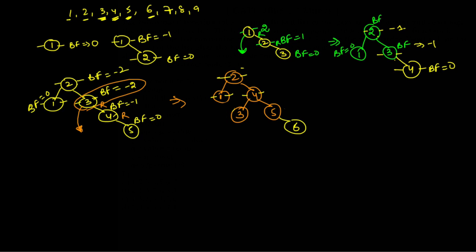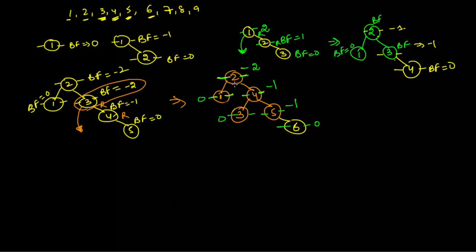Now for this 6, what is the balance factor? The balance factor is 0. For this 3, the balance factor is 0. And for this 1 also the balance factor is 0. For this 5, the balance factor is -1. For this 4, the balance factor is -1. For this 2, the balance factor is actually -2. Now what do we have to do in this case?